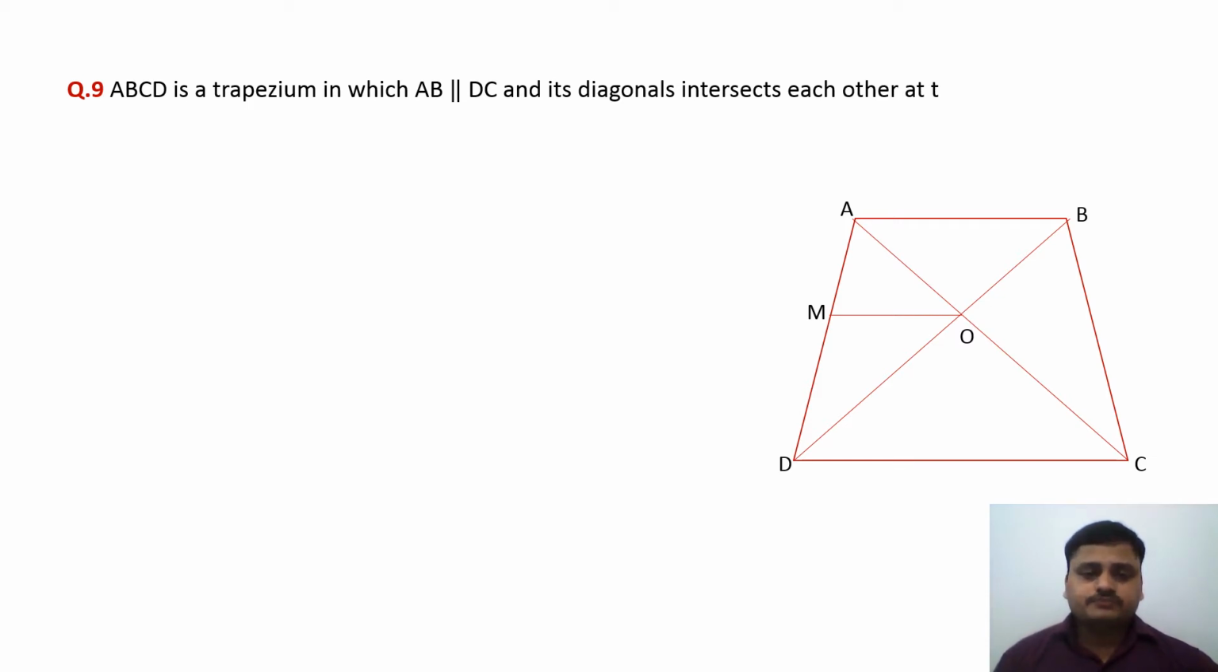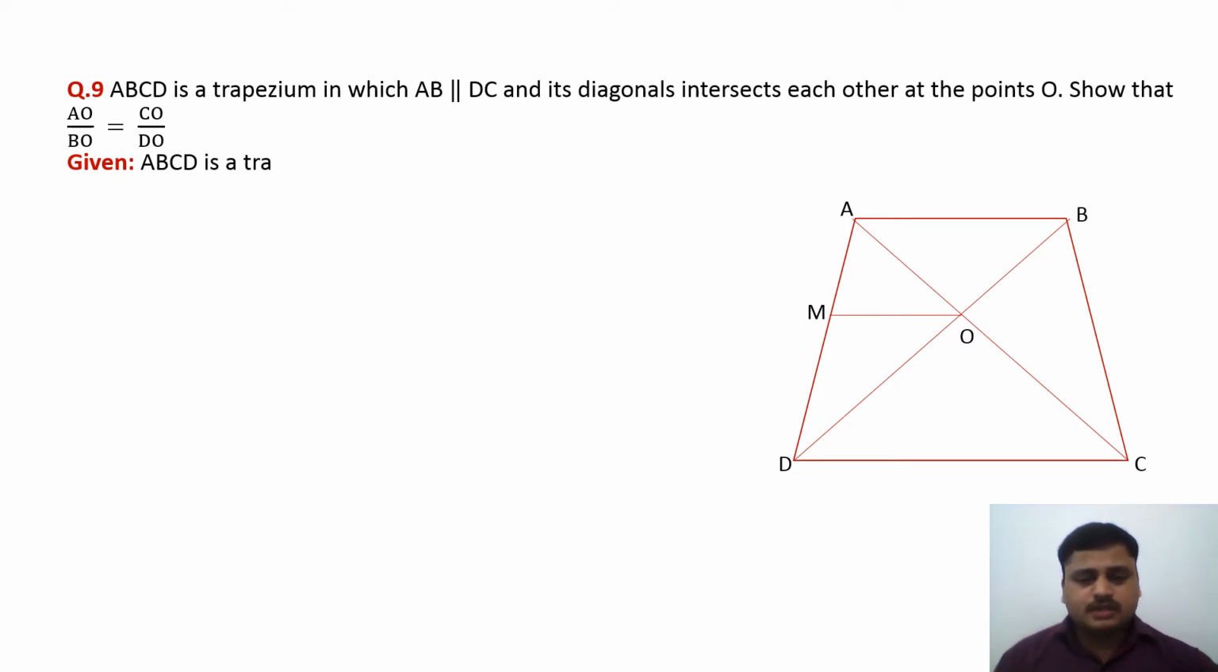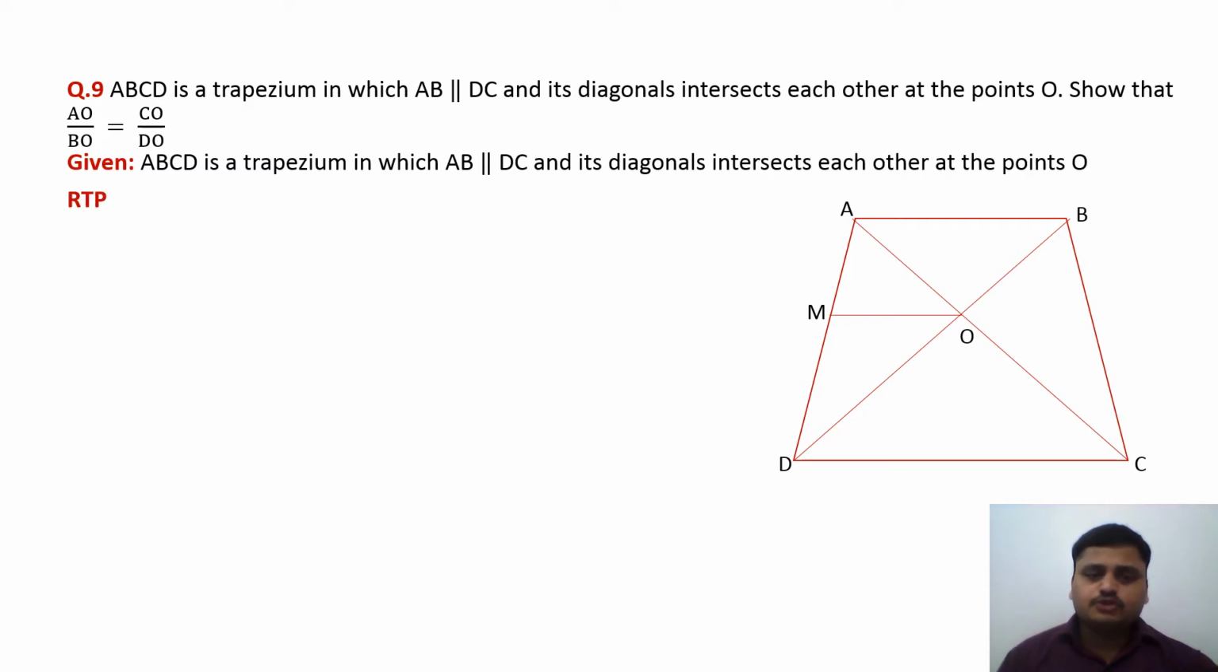So we need to prove that AO by BO is equal to CO by DO. That we need to show. So let's write given. ABCD is a trapezium and AB is parallel to DC. Because in a trapezium one pair of sides is parallel, that's why we are writing it in given. Now what we need to prove, we will write in RTP, that is AO by BO is equal to CO by DO.